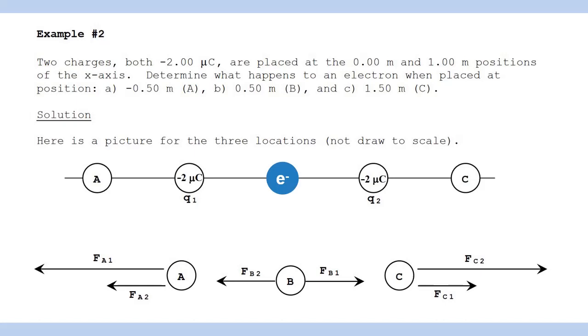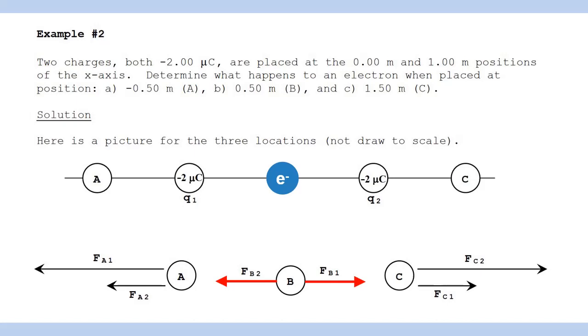Now let's look at the interaction if I put the electron at point B. Well, first of all, charge Q1 is going to cause the electron at point B to be pushed towards the right. Therefore, I draw an arrow and I have it labeled as the force at B due to charge 1. Charge number 2 is going to push the electron at point B to the left. Therefore, I draw an arrow and I have a force at B due to charge 2.